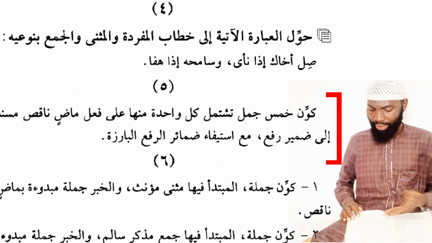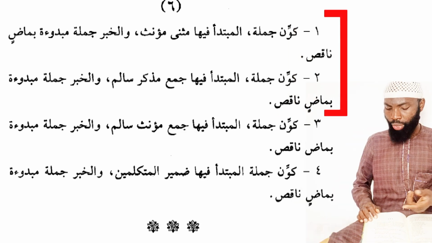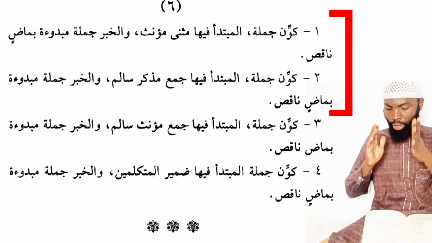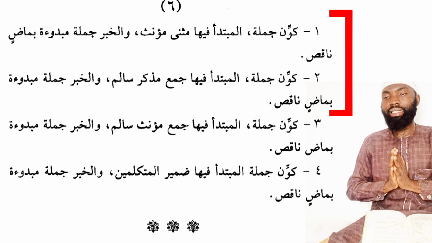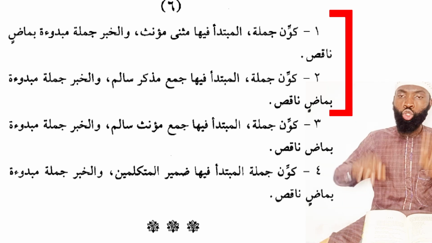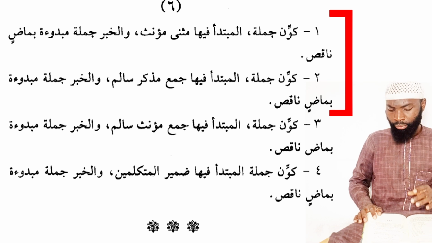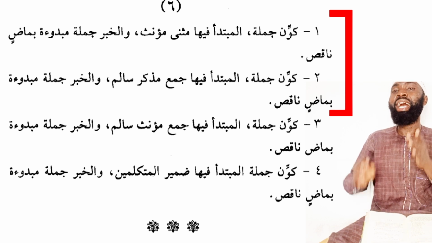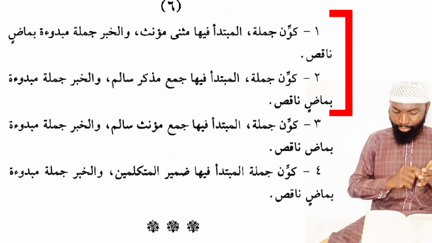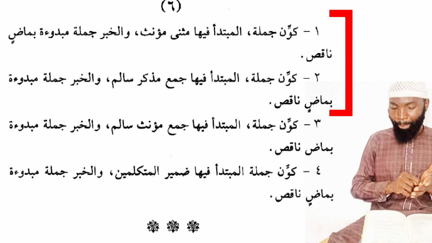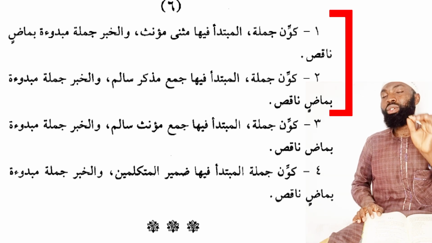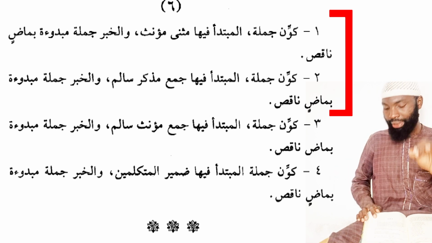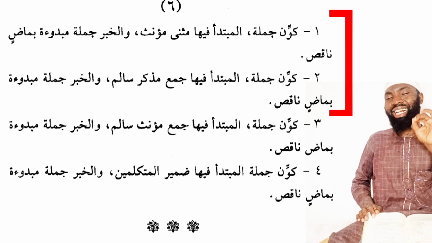We have learned this. Exercise number 6, we have number 1: form a sentence where the mubtada is dual feminine, and the predicate is a sentence beginning with a past tense verb ending with a weak letter. That is easy.